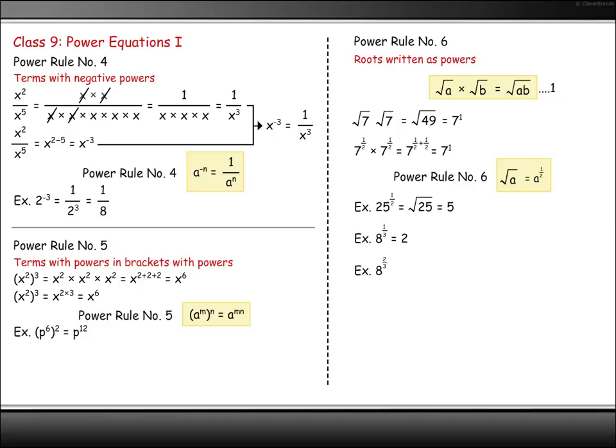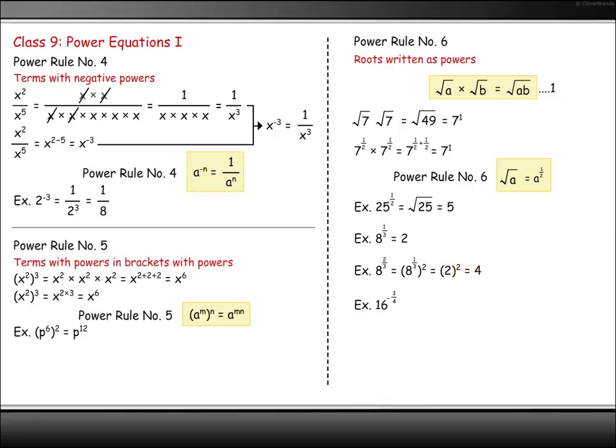Evaluate 8 to the power of 2 thirds. Rewrite as 8 to the power of a third all squared. This is allowed according to power rule number 5. If you multiply the powers, you get 2/3. 8 to the power of a third is 2. 2 squared is 4.